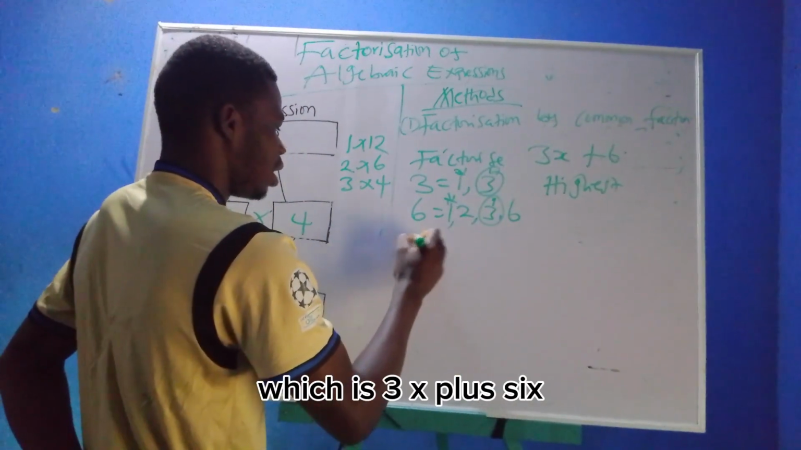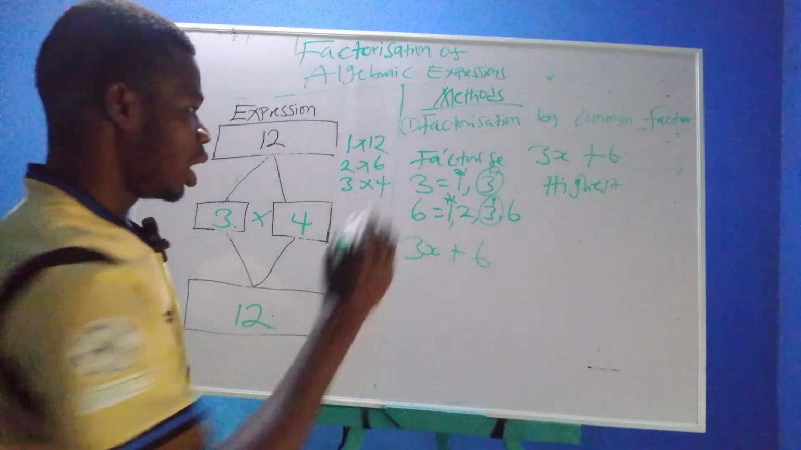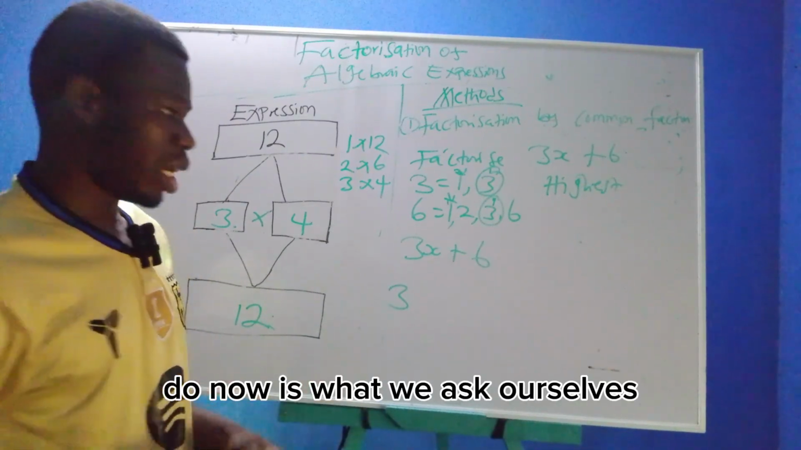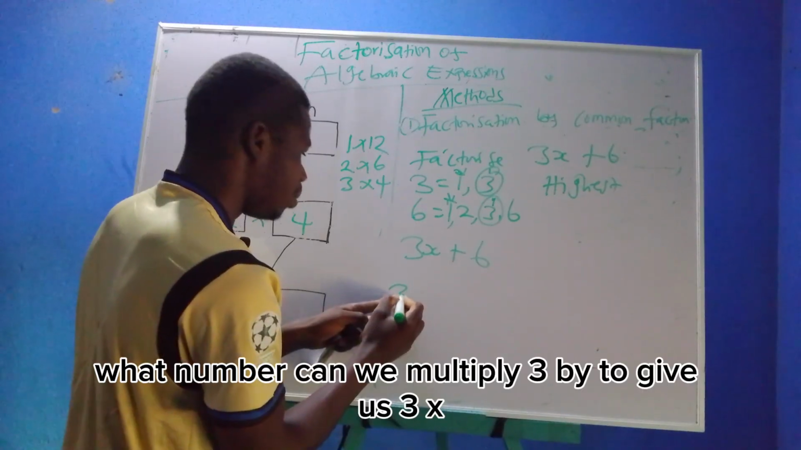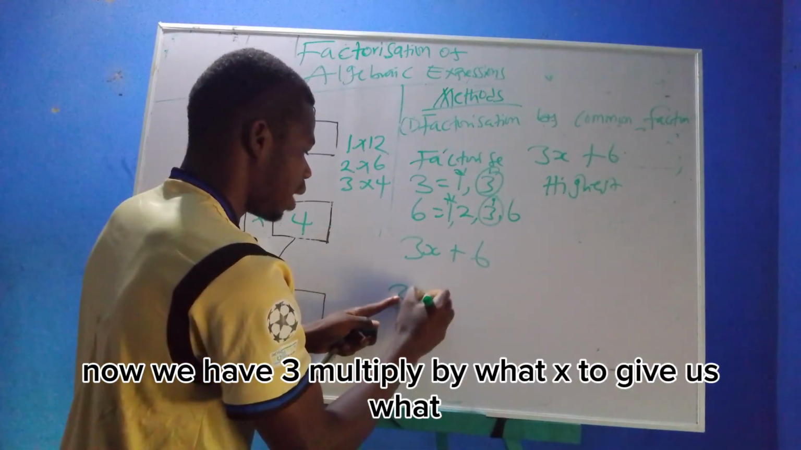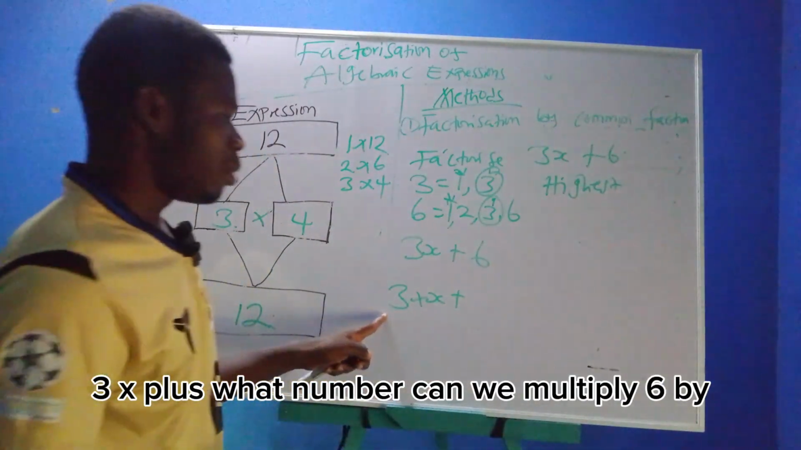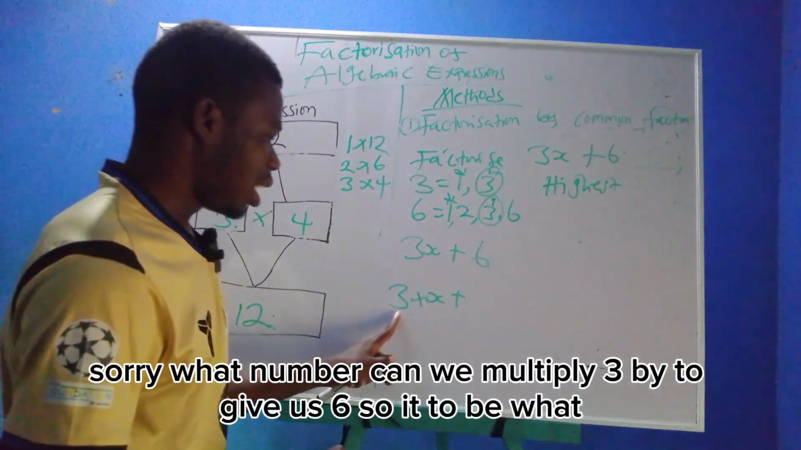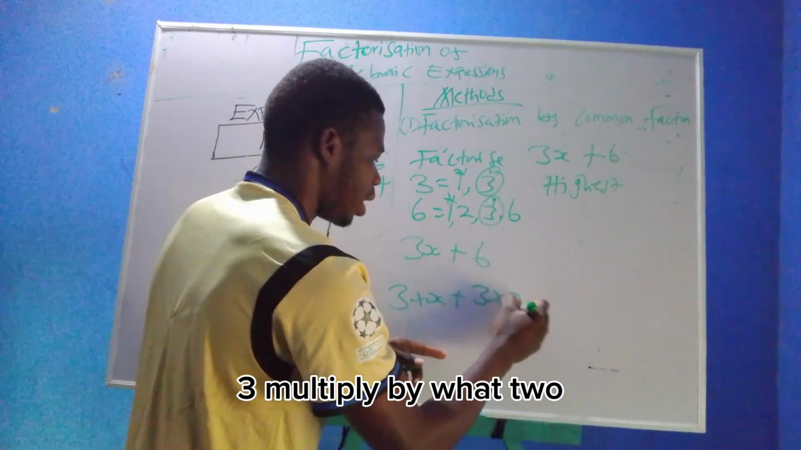Now, we rewrite the expression, which is 3x plus 6. Now our common factor is 3. So what we need to do now is ask ourselves, what number can we multiply 3 by to give us 3x? We'll have 3 multiplied by x, which gives us 3x. Plus, what number can we multiply 3 by to give us 6? It will be 3 multiplied by 2.